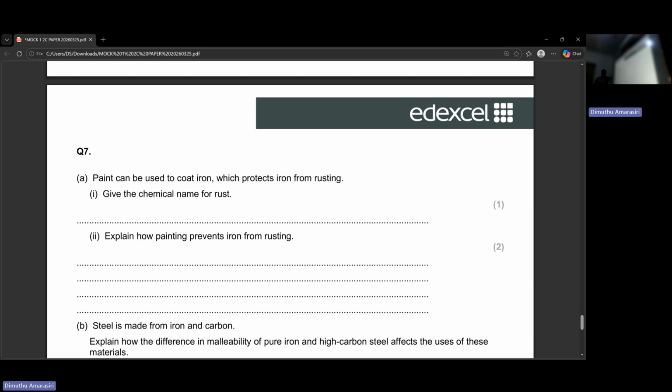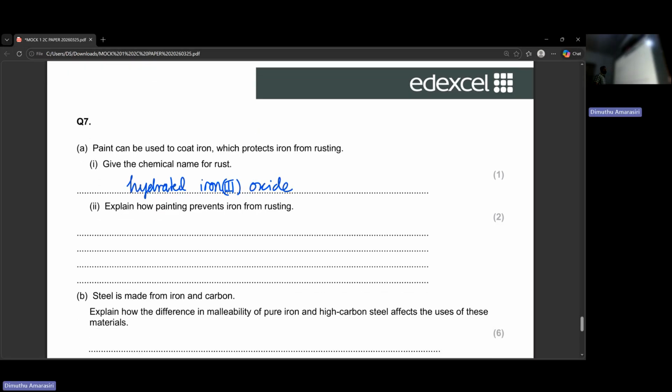So we are trying to develop your qualities according to their requirements. Correct, let's go. Chemical name for rust? Hydrated iron 3 oxide.